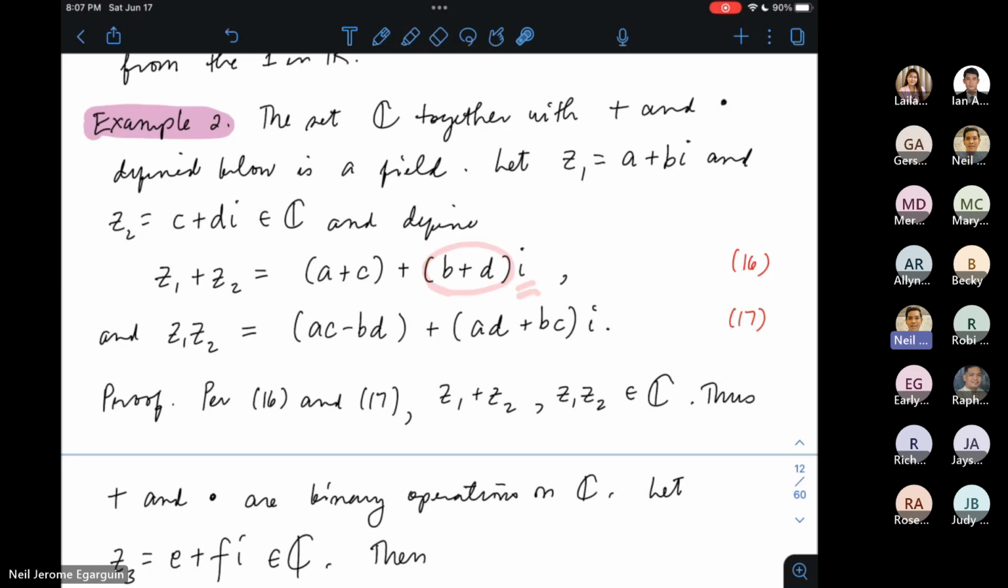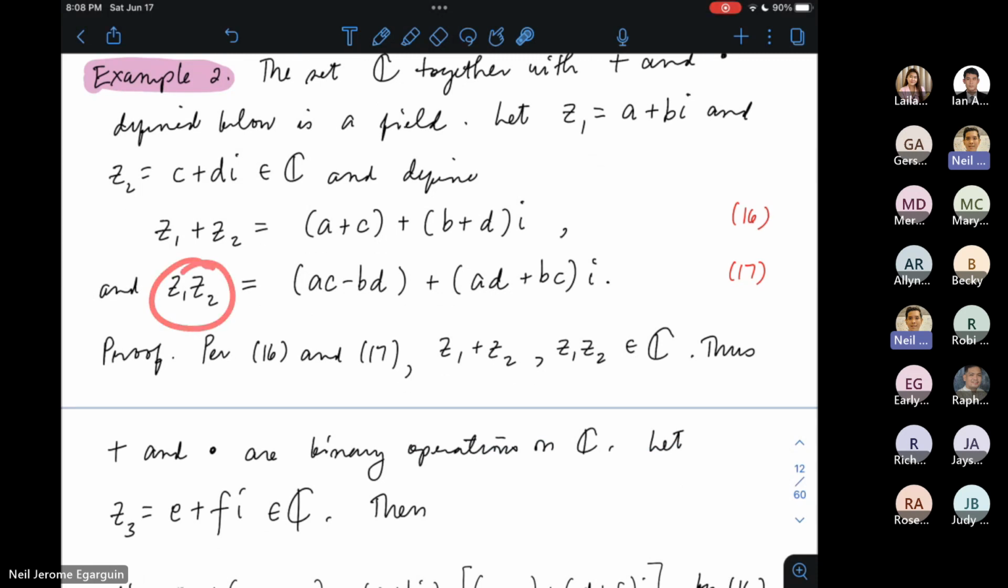Okay? That's how we perform complex addition, where the addition here and the multiplication here are the usual addition and multiplication from the real numbers. Meanwhile, Z1 times Z2 is a little trickier. The real part of Z1 times Z2 is AC minus BD, and the imaginary part is AD plus BC.